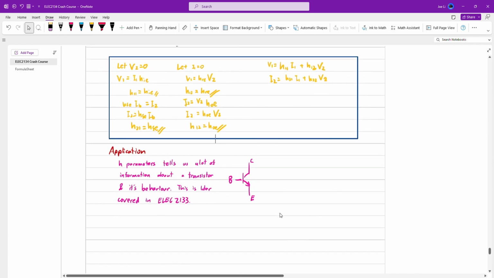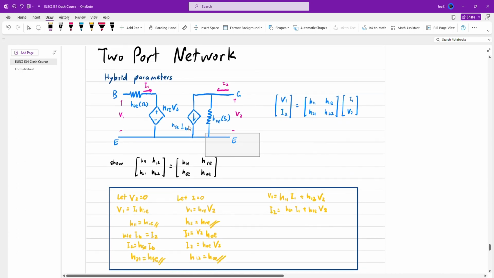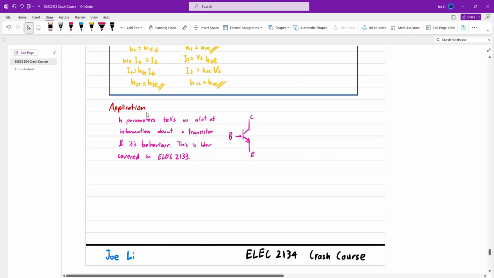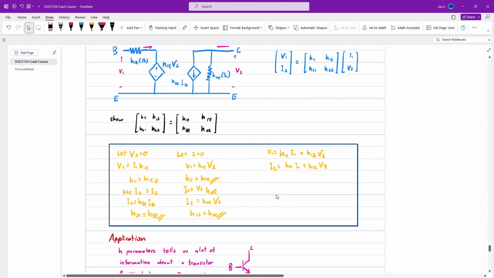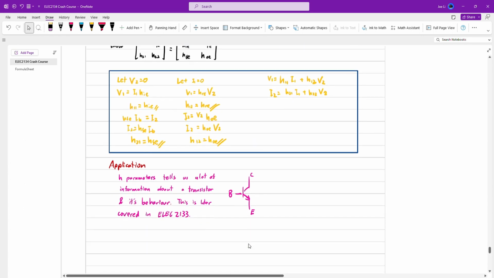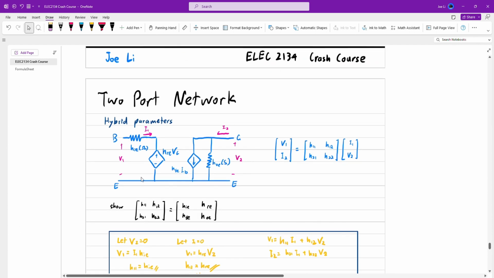Again, H parameters is used a lot in 2133. You will see this again in 2133 and you will have a lot of fun doing it. You can tell a lot about a transistor. You can know the feedback constant. You can know the gain, how to find the gain out of the transistors. If there's a resistor going on through here, you can know a lot of stuff. This is a good model for the transistor.